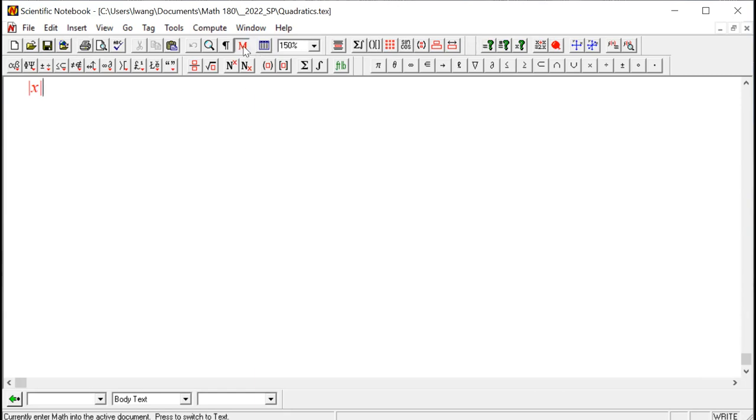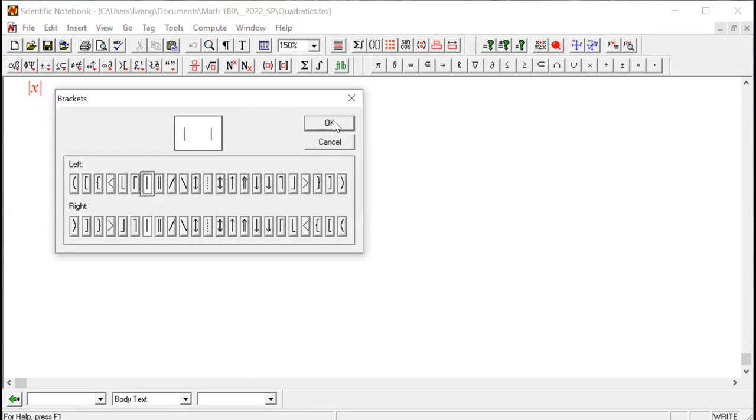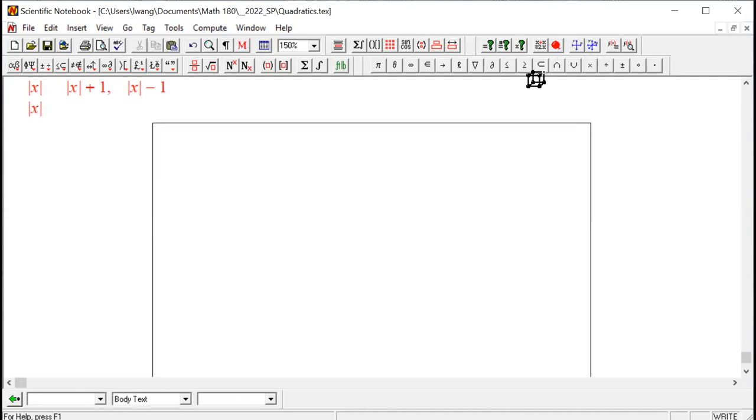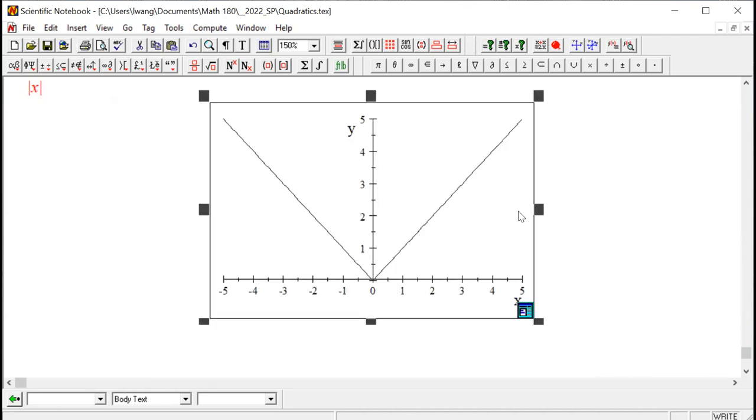If you look at this piece, you have absolute value of x plus 1, and the absolute value of x minus 1. What do you think the picture will look like? You may like to pause the lesson and try yourself. If you understand one situation, you'll probably understand many situations, right? So if I draw a picture like that, this is going to be the picture of absolute value of x.